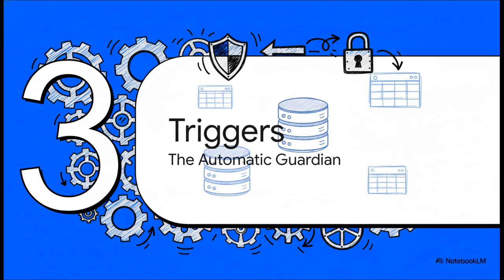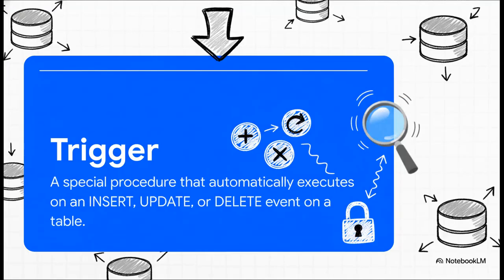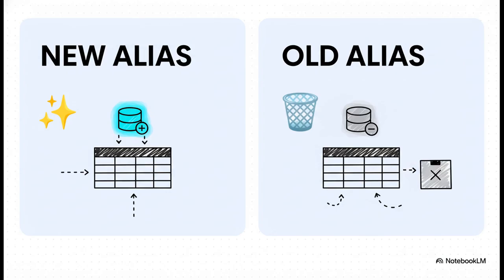Triggers. The best way to think of a trigger is as an automatic guardian, constantly standing watch over your data. See, a trigger is this unique kind of procedure because you never ever call it directly. Instead, it just automatically fires whenever a specific event happens, like an insert, an update, or a delete on a table that it's watching.